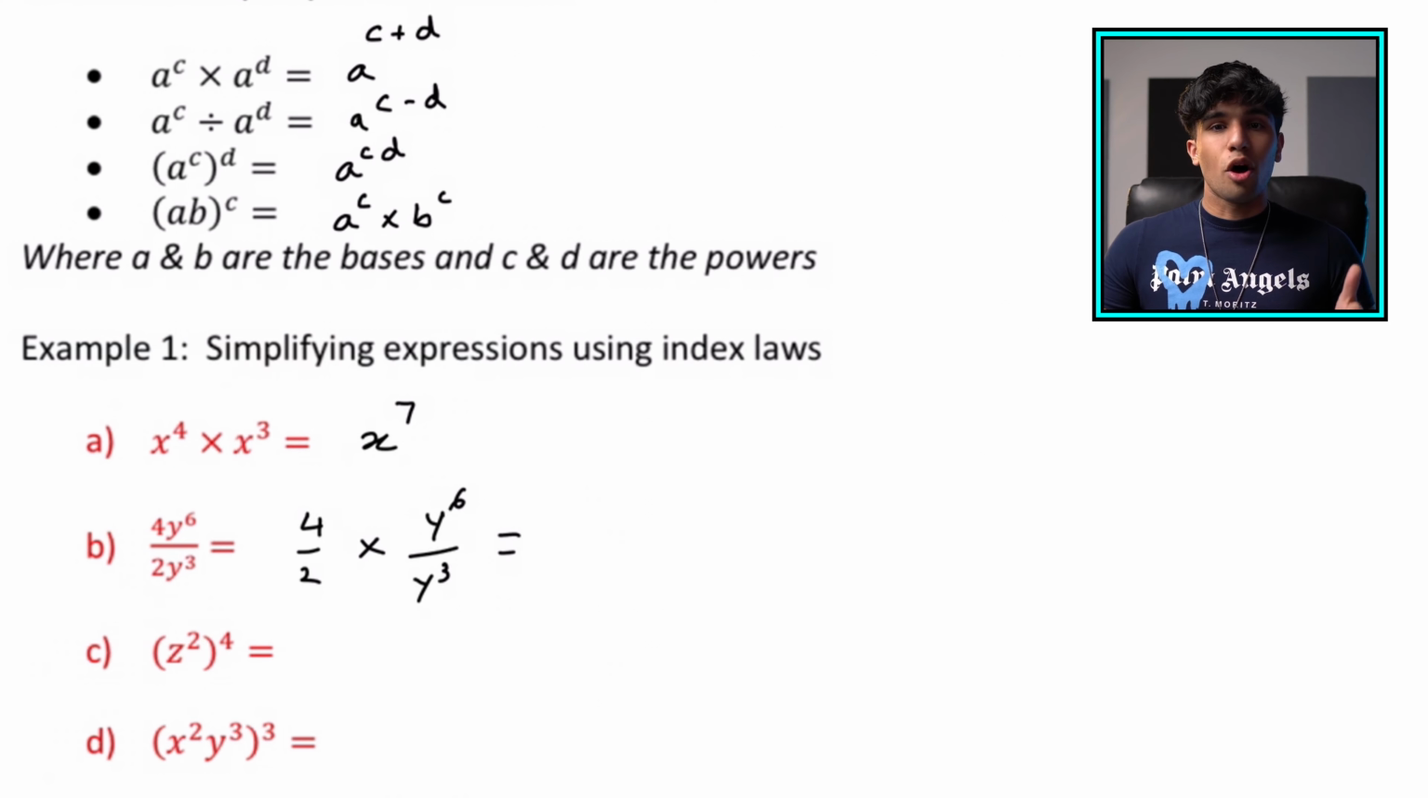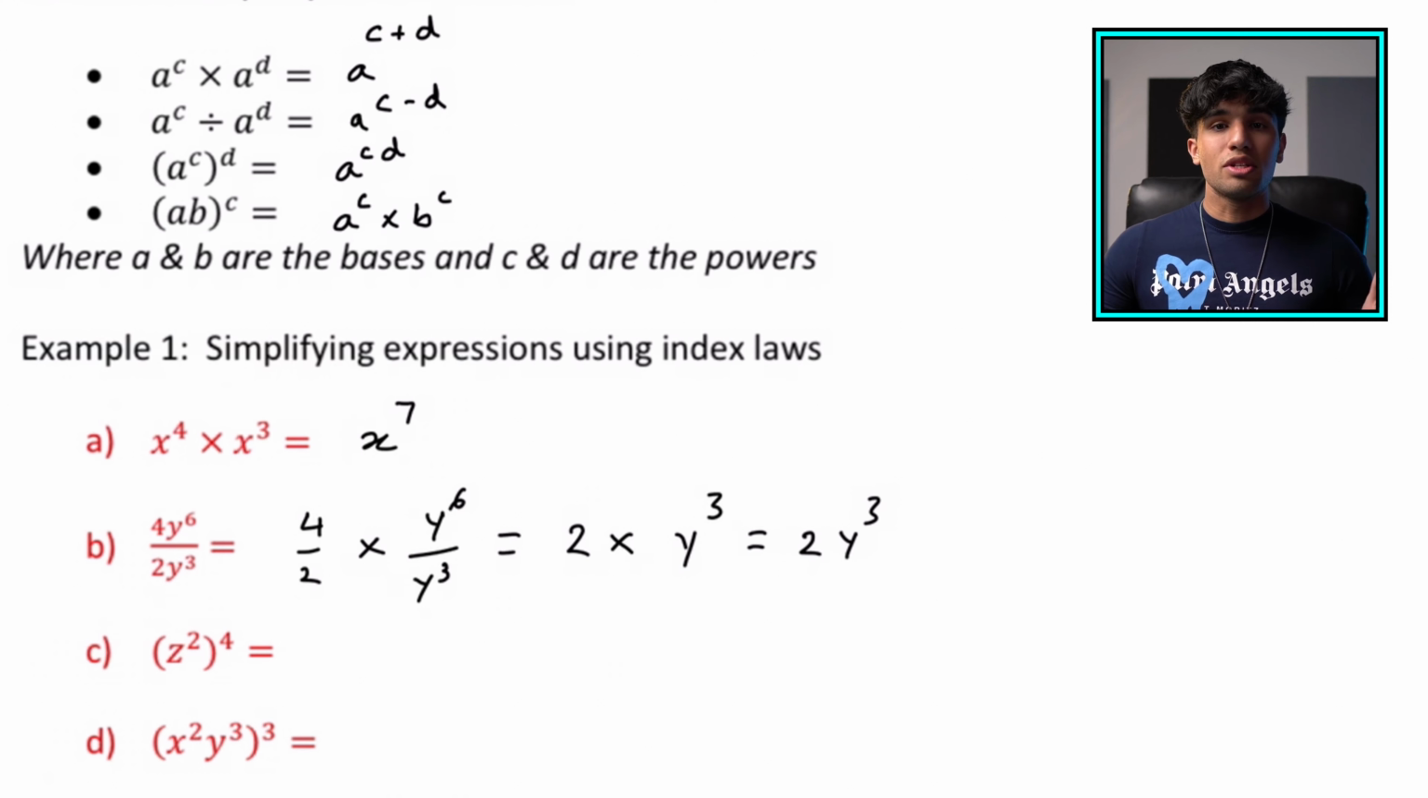From here, let's start with our first term, 4 over 2, which is equal to 2. Now our second term uses our second index law. When dividing, we need to subtract our powers, leaving us with y to the power of 6 minus 3, which is just equal to 3. And finally, we can remove our multiplication sign and write this as 2y to the power of 3.